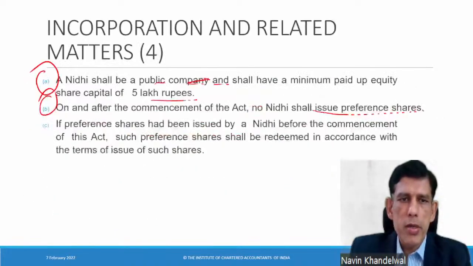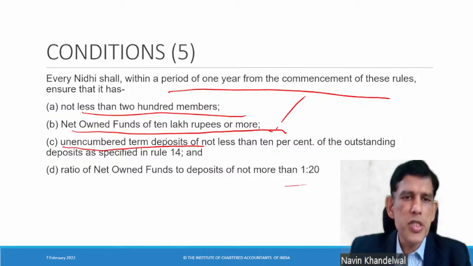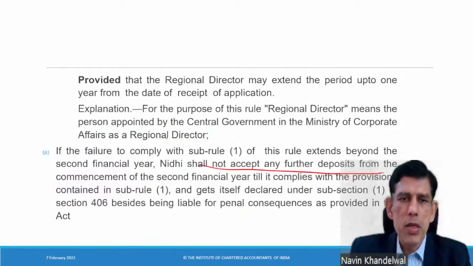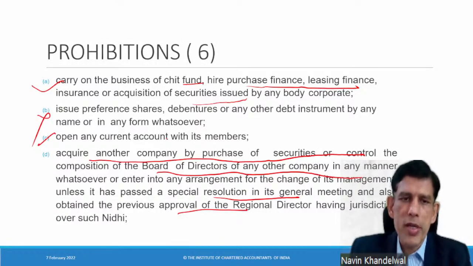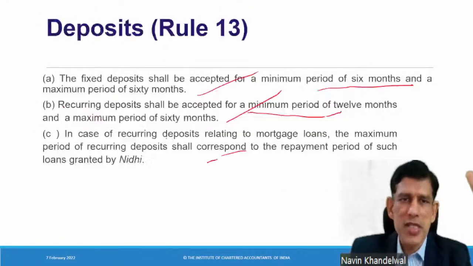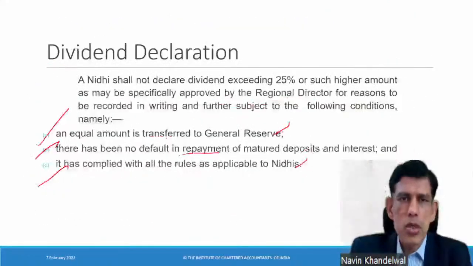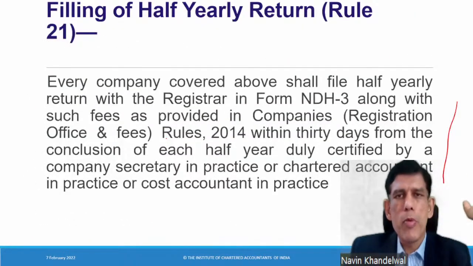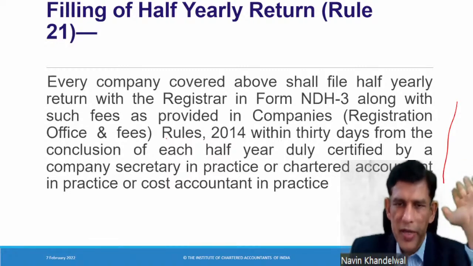So, incorporation conditions: not less than 200 members, net owned funds, unencumbered deposits, the ratio of deposits to net owned funds, and submission of a 90-day report; if not complying, take permission to comply. Prohibitions, this is important: what a Nidhi company cannot do. Share capital, branches, and loans. I think if you remember these provisions, that will be more than enough from an exam perspective.